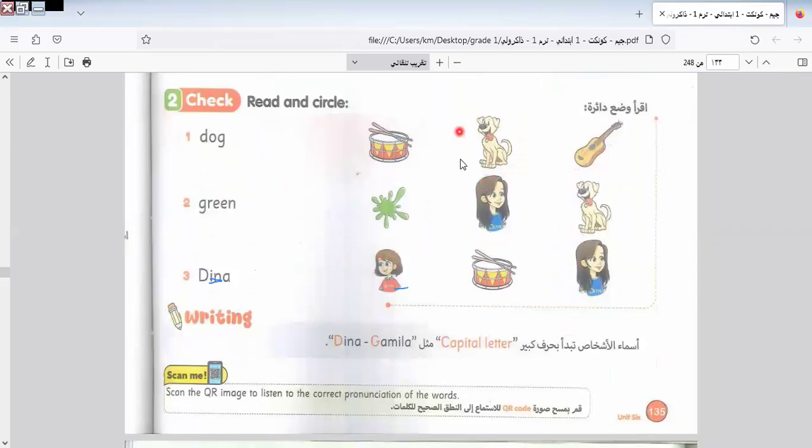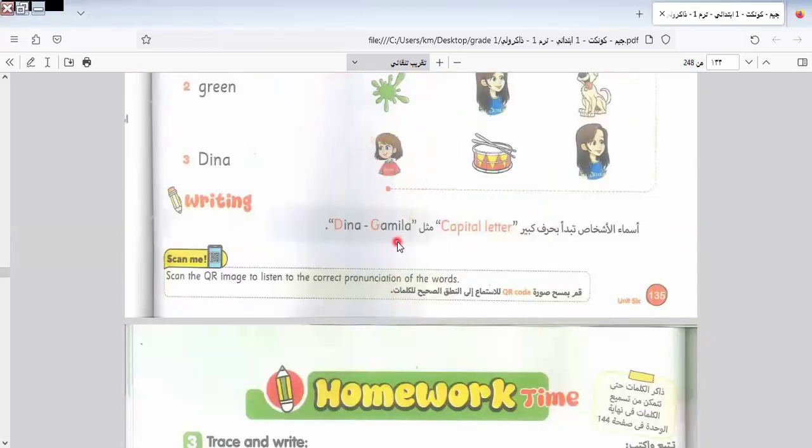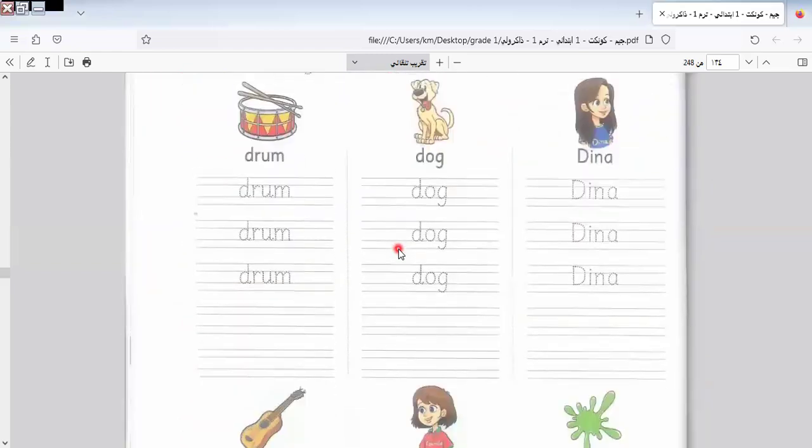Dog, which one is dog? In the middle, you are clever pupils. Green, which one is green? This one is green, okay? Another one, Dina, which one is Dina here? I think Dina is who wears the red t-shirt. This is Dina. So, okay, let's go to the rest of the exercise.